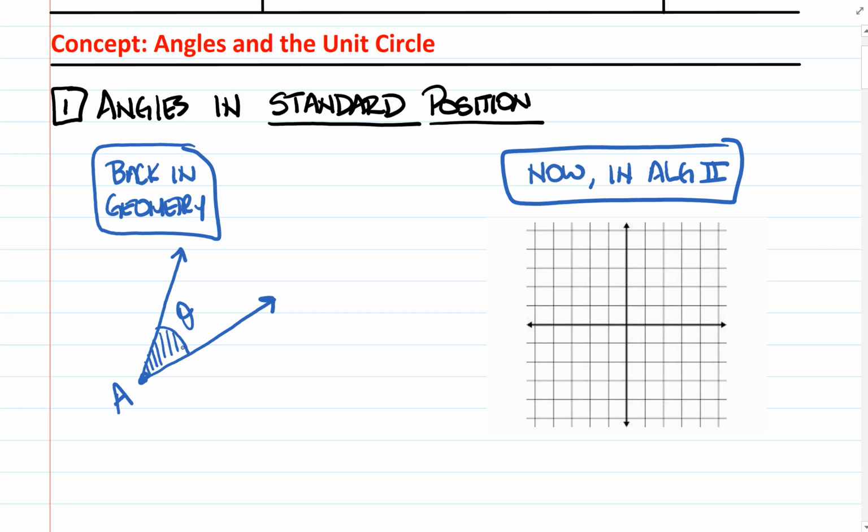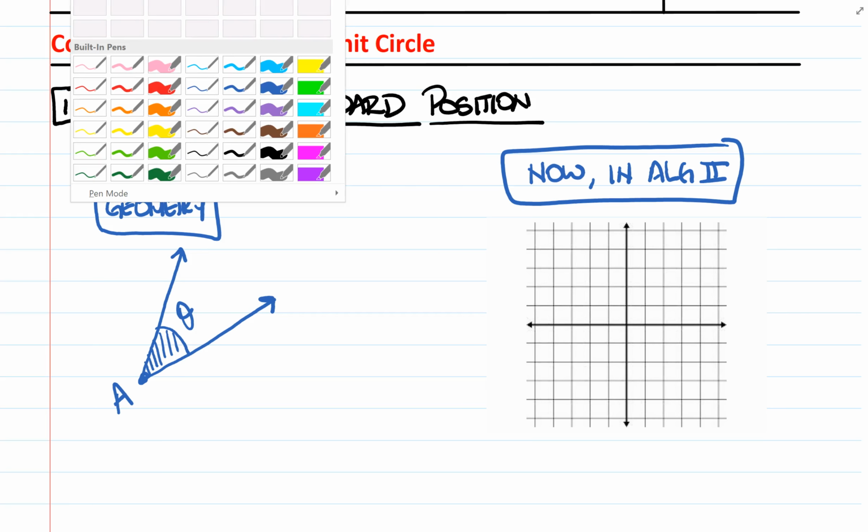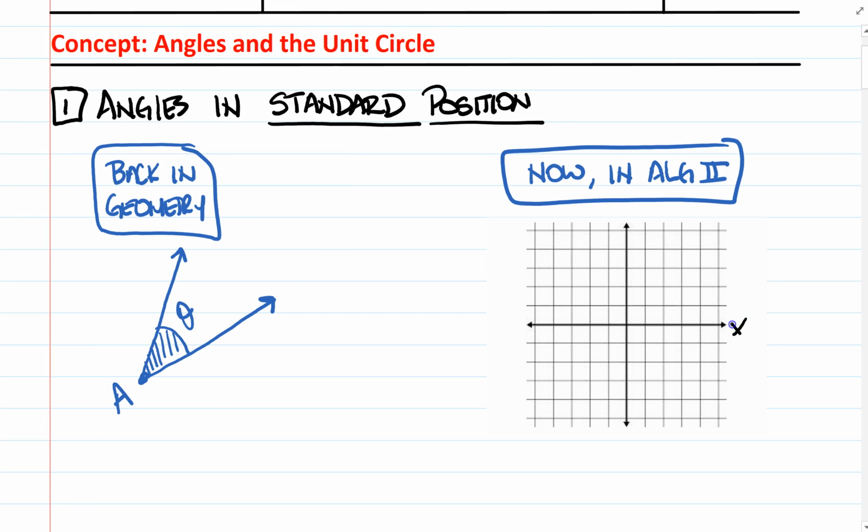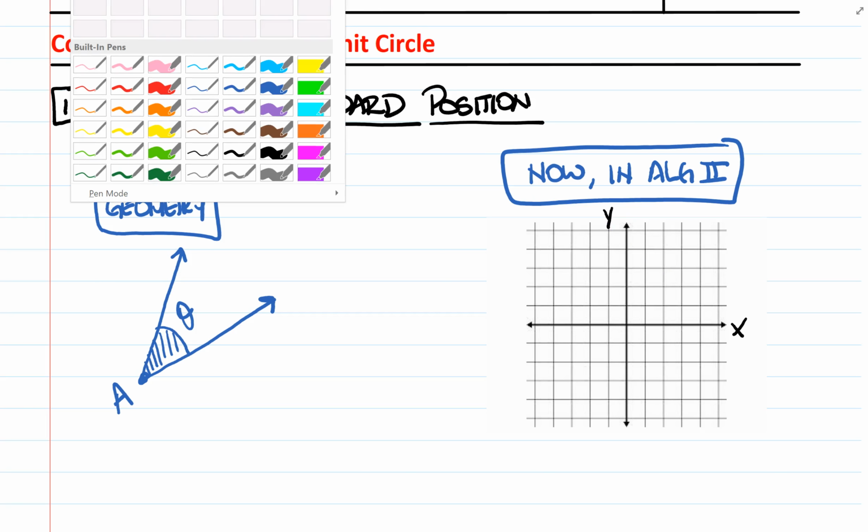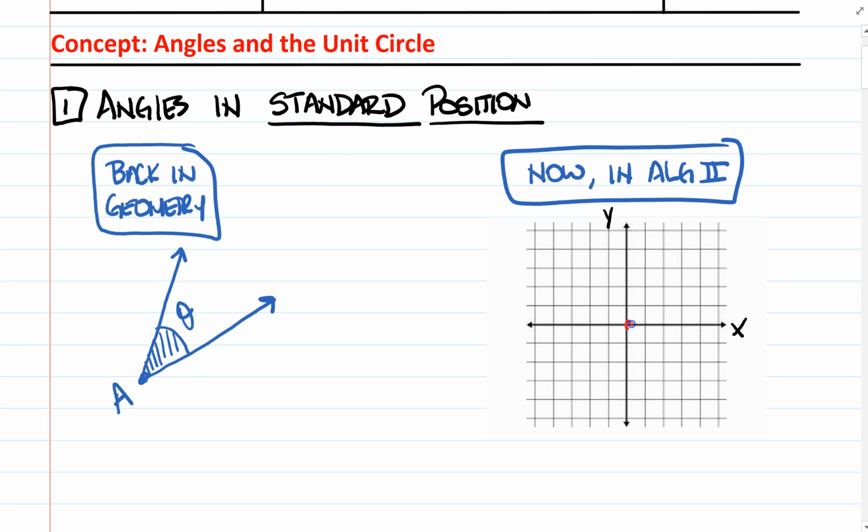Now, in Algebra 2, if we're going to talk about angles, we're going to talk about angles that are in standard position on a coordinate plane. So I have a coordinate plane here. This is the x value. This is the y value. And what we're going to do is put our vertex at the origin. So that's this point back in the geometry. I'm going to put it right at the origin.